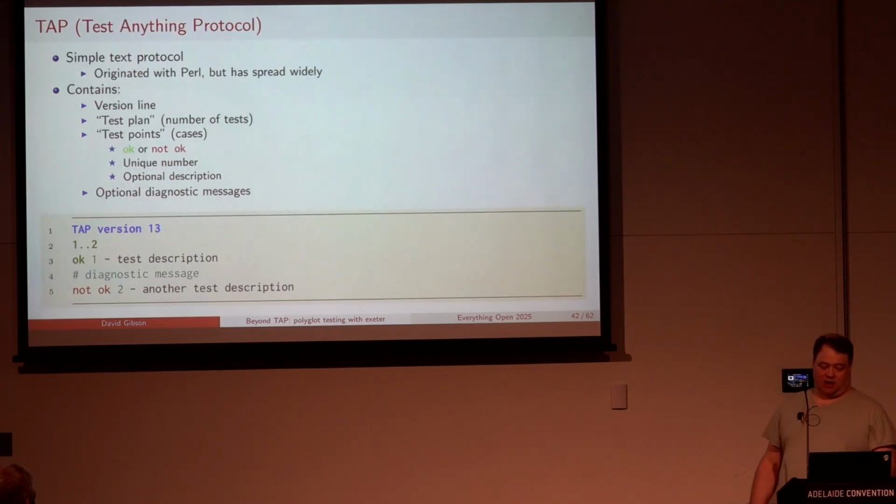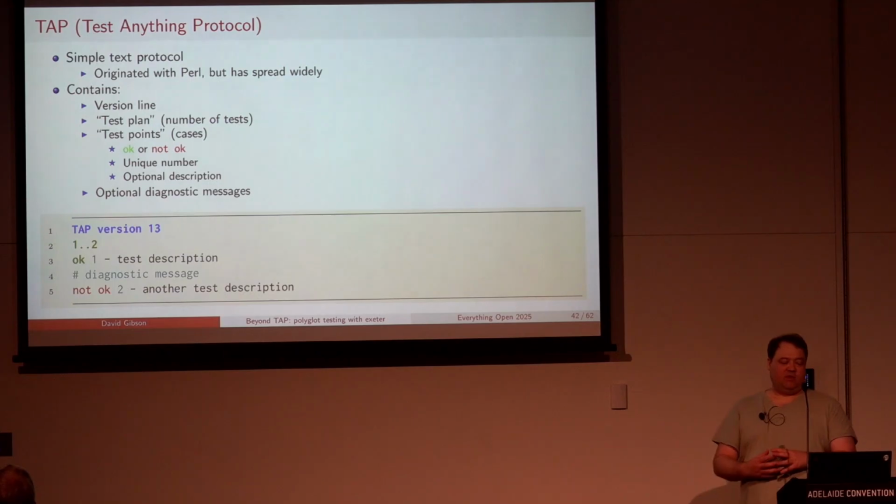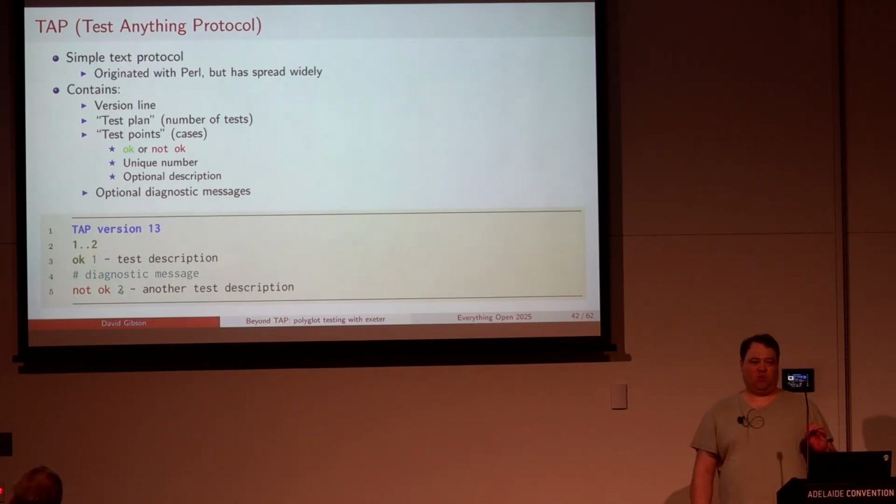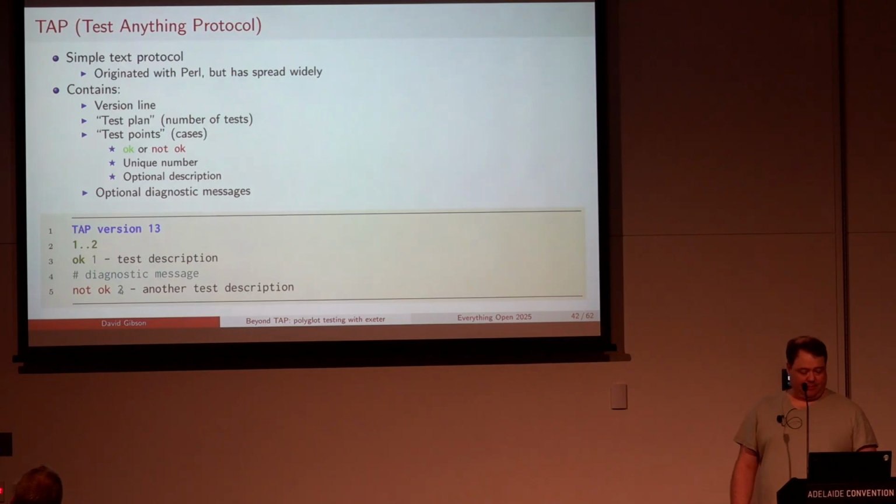So that's not ideal. The other one that's very common is the test anything protocol. This came from the Perl world, and it's basically just this text output. Starts with a version, what they call the test plan, which tells you how many tests are running, and then you get either OK or not OK for every test case, which are called test points in TAP terminology.